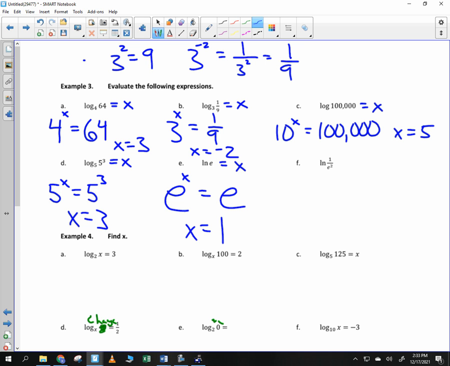And again, we have natural log, so the base is e. e to the x power is equal to 1 over e squared. Suppose it was e to what power is e squared. Suppose it wasn't 1 over. There would be 2, right? So if it's 1 over, then it will be negative 2. If it's in the denominator, we make it negative.